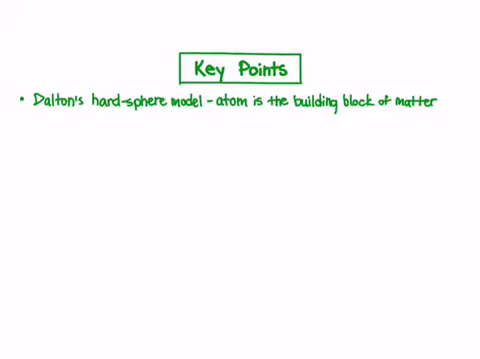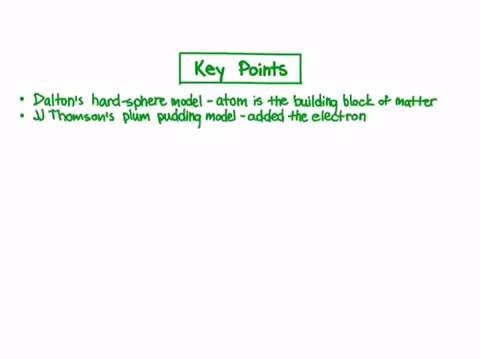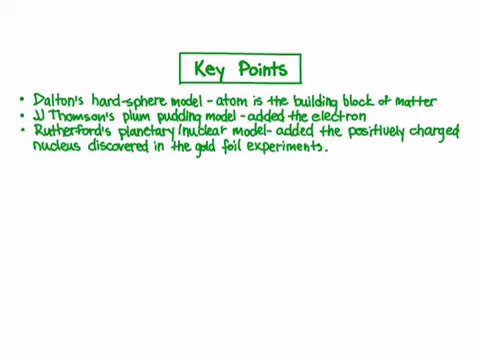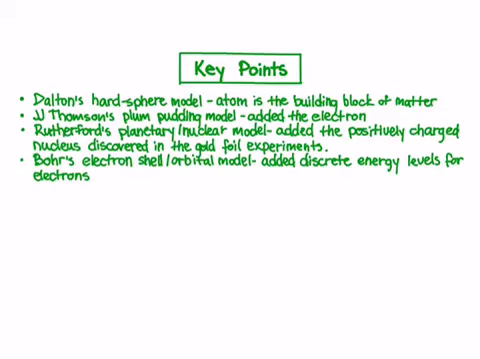The first atomic model was Dalton's hard sphere model, which established the atom as the building block of matter. J.J. Thomson's plum pudding model, which features negative charges in a cloud of positive charge, added the electron. Rutherford's planetary or nuclear model of the atom added the positively charged nucleus of the atom that was discovered in the gold foil experiments. Bohr's electron shell or orbital model added discrete energy levels for electrons.